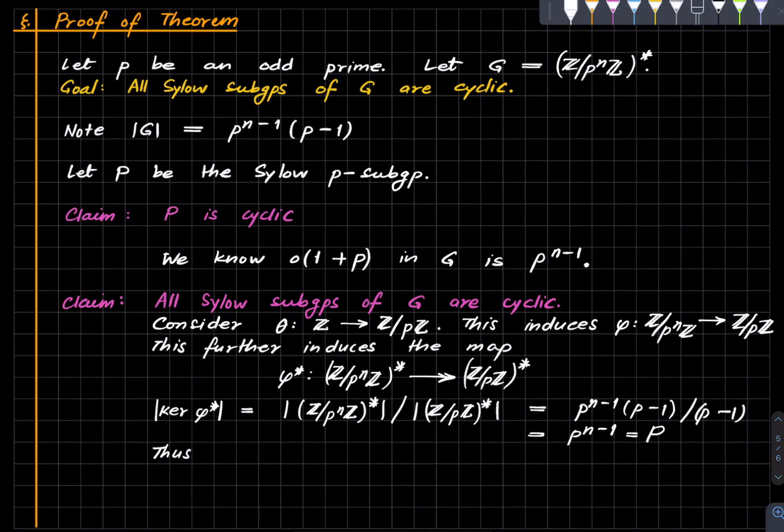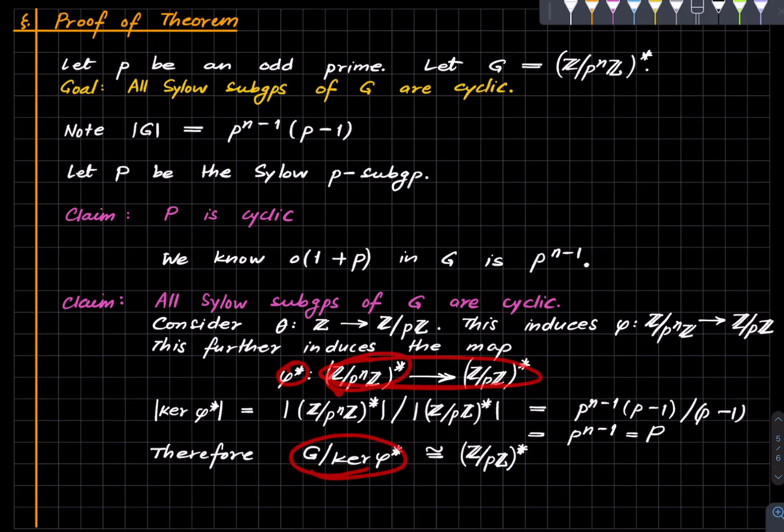We already know that this is a cyclic group. So therefore G mod kernel phi star is isomorphic to Z mod pZ star. That's again the first isomorphism theorem. Phi star is a surjective group homomorphism. So this is G, and G mod kernel phi star is isomorphic to that. And the kernel of phi star is P, as we just showed. So G mod P is isomorphic to that thing.